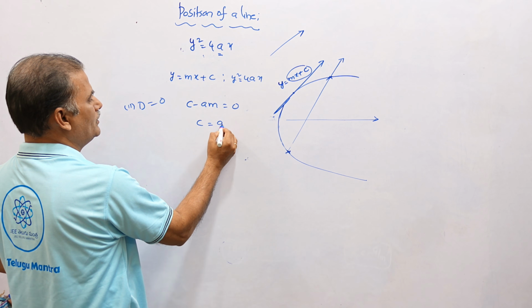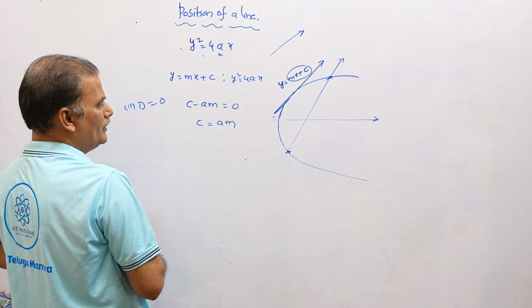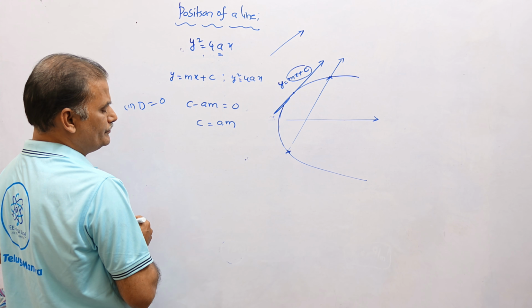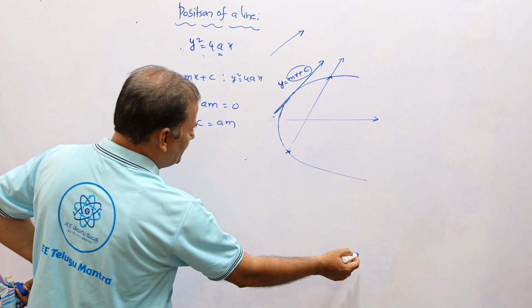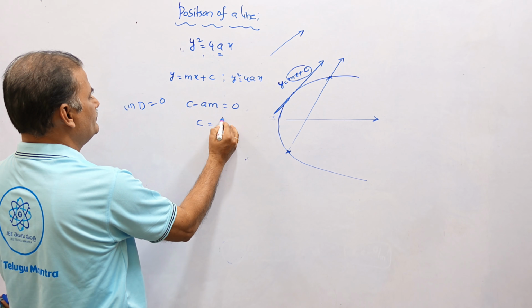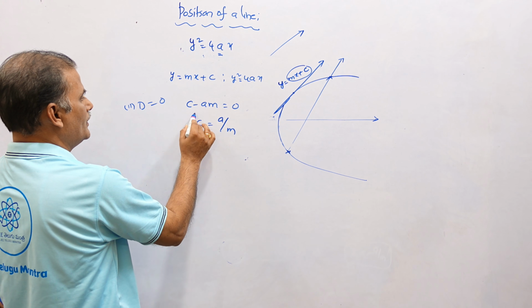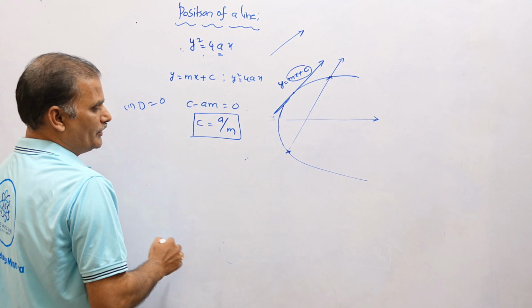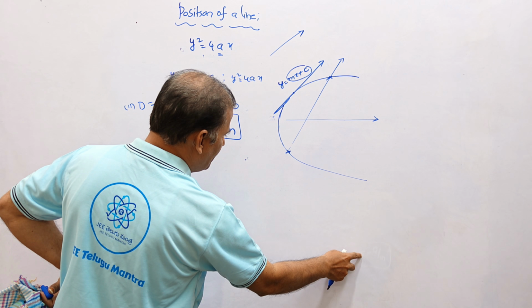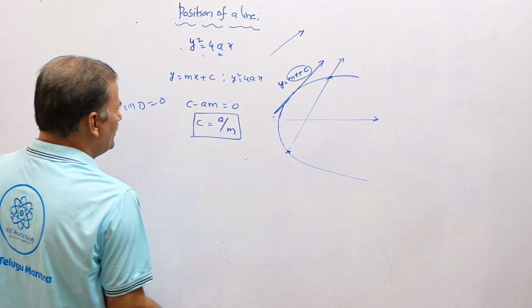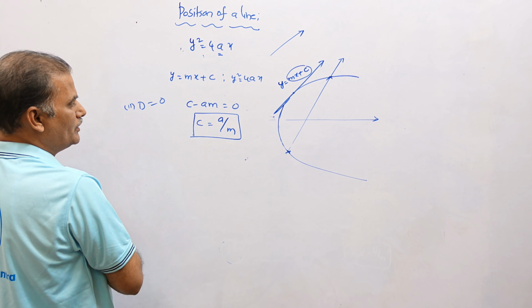Now c is equal to am. Sorry, a by m. Here c is equal to a by m. In the previous step we said c greater than a by m, but here c is equal to a by m.